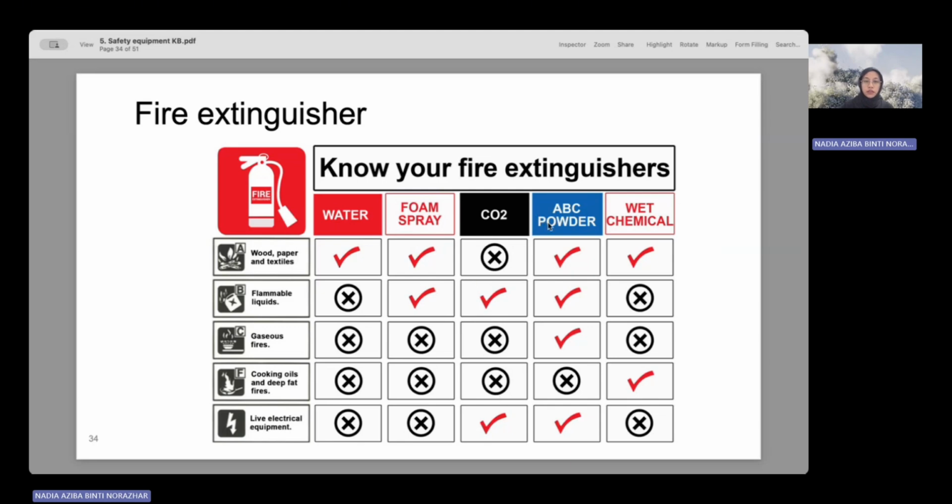For the ABC powder, it can be used for most materials: wood, paper, and textile, flammable liquids, gaseous fires, and also live electrical equipment. As for the wet chemical, it can be used on wood, paper, and textile, and cooking oils, deep fat fires. So that's why ABC powder is the common one to be used in labs, because it is more universal and more general to be used to put out different types of fires.